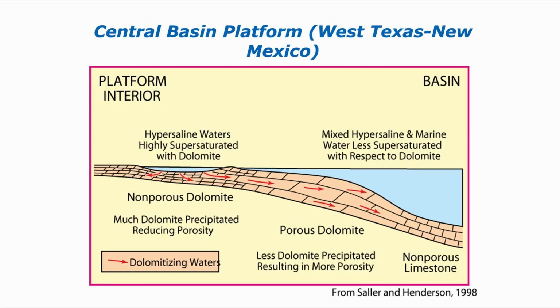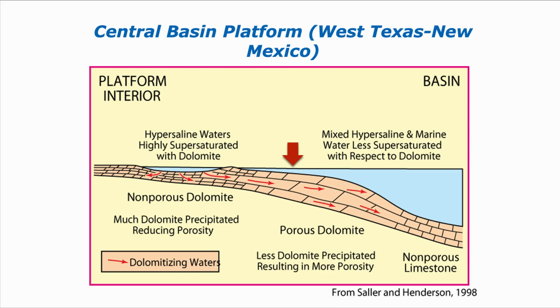What's interesting about seepage reflux dolomitization is that where you are on the depositional profile plays a big role. So that's an example here from, again, the Guadalupian deposits of the Permian Basin by Saller and Henderson. And what you see is that where we have the hypersaline lagoon, right here, we tend to have a lot of dolomite that precipitates. So you dolomitize the limestone, that means you transform the limestone into dolomite, plus you fill pore space with the new mineral, with a cement of dolomite. So you lose all the porosity.